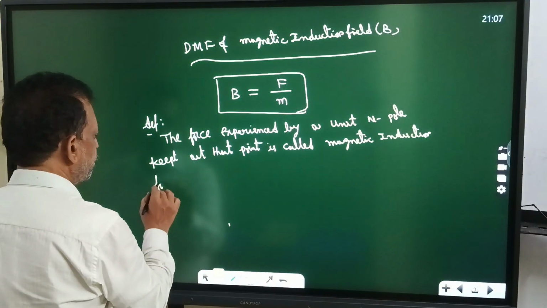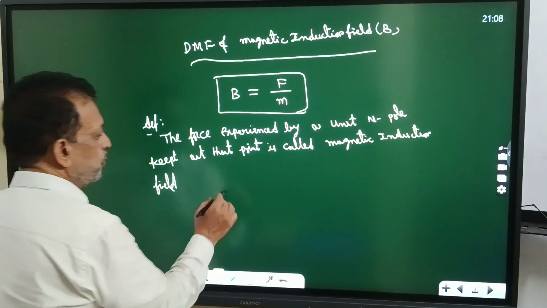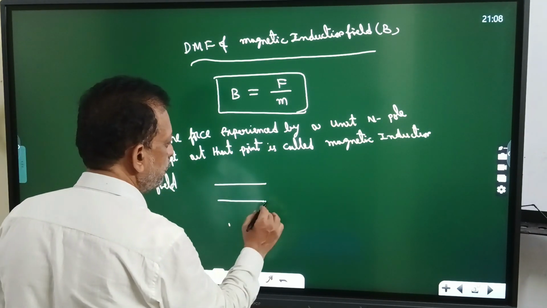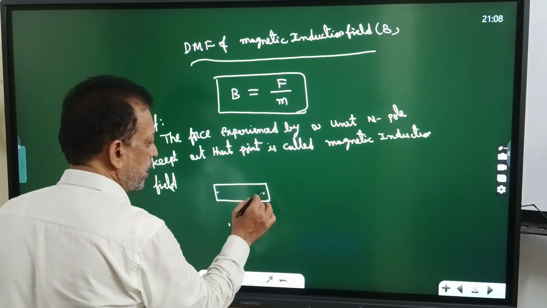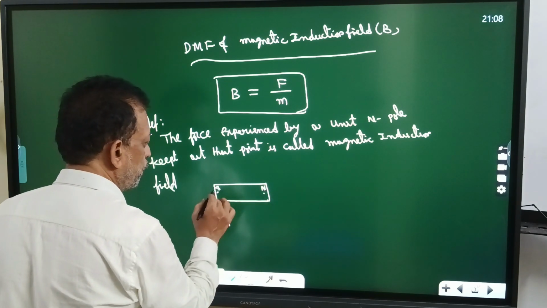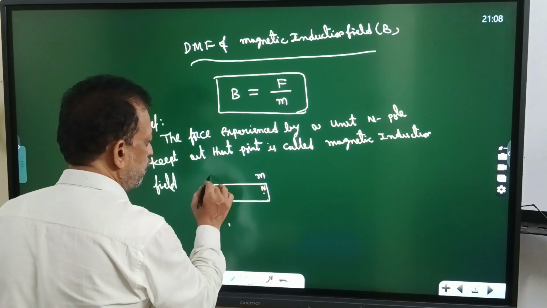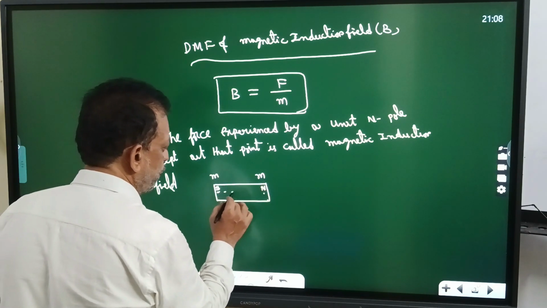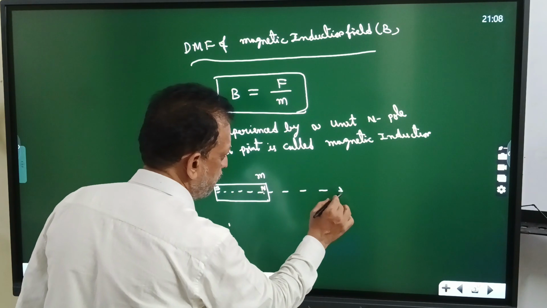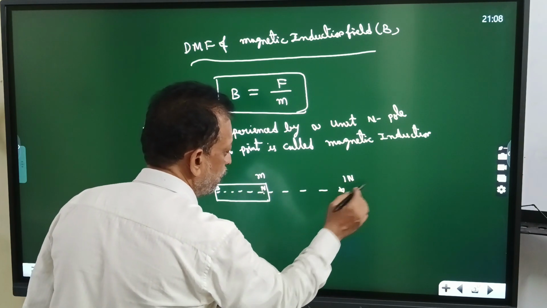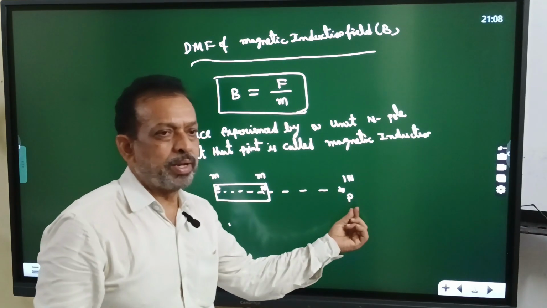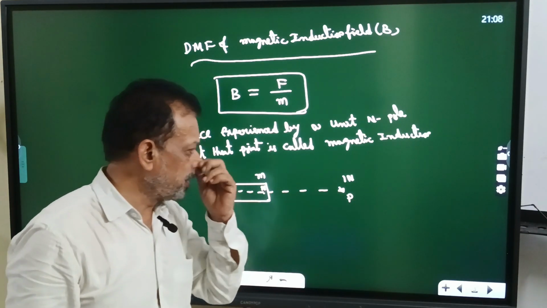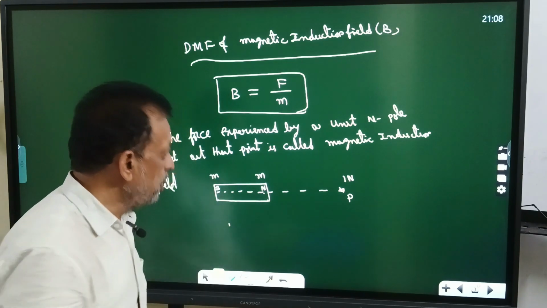Take a magnet. This is the north pole, this is the south pole. Here the pole strength is M. The force experienced by a unit north pole that I am keeping at point P, because north and north, this is the smallest magnet influencing. So the force experienced by the unit pole due to the magnet. Therefore, B is equal to F by M.